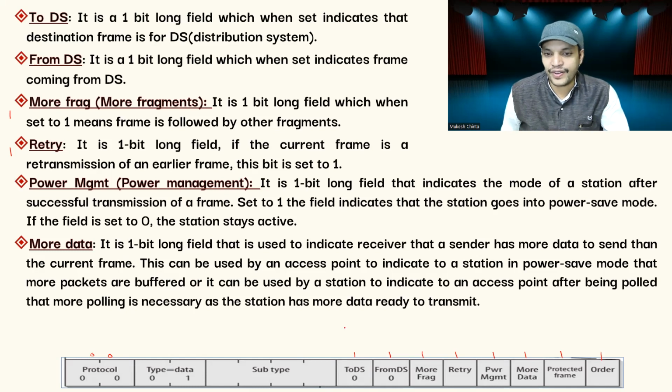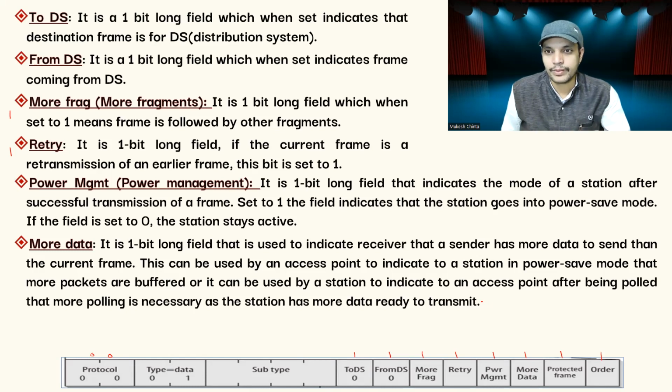This particular field is useful to indicate to the receiver that a sender has more data to send than the current frame. This can be used by an access point to indicate to a station in power saving mode that more packets are buffered, or it can be used by a station to indicate to an access point after being polled that more polling is necessary as the station has more data ready to transmit.